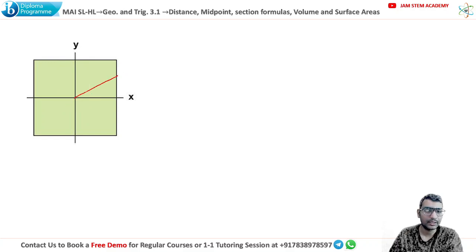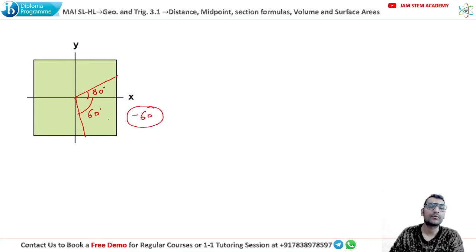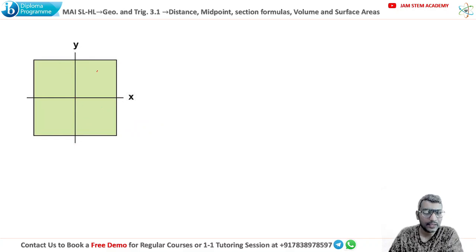For example, if there is an angle, let's say 30 degrees, so I will write it as 30 degrees. Here, consider an angle, say 60 degrees, so I will write it as negative 60. Why negative? Because negative shows that you are moving in the clockwise direction, the opposite to the anti-clockwise direction, right? So this is our first quadrant, second quadrant, third and fourth, right? The origin is where the x-axis and y-axis intersect each other, and these are perpendicular lines.